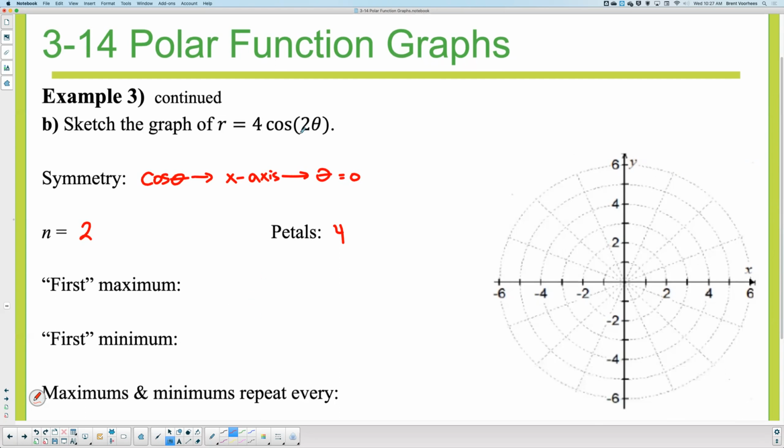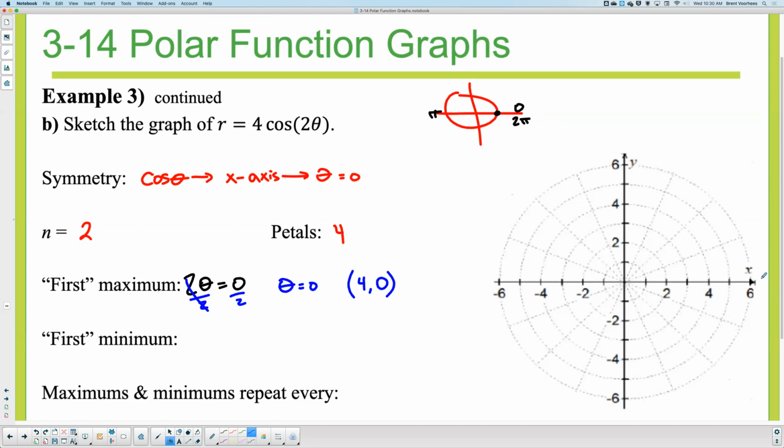Okay, the first maximum, now on a unit circle, where should cosine have its first maximum? Not at pi, that's a minimum. It should be at 0. And 2 pi is all the way around, there's pi right there. We should have our first maximum at 0. Well, what do you have to do? You have to take your argument and say 2 theta equals 0. Now, how would I solve that? Divide by 2. Well, this is easy math because guess what we still get? 0. So theta equals 0. That means the maximum will be, what's our amplitude? 4 at 0. So at 0, we go to the fourth circle, put a dot.